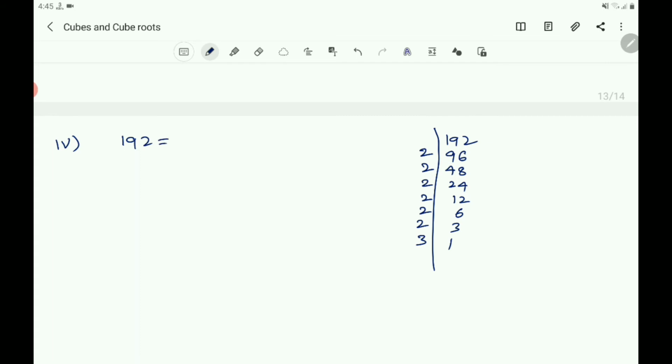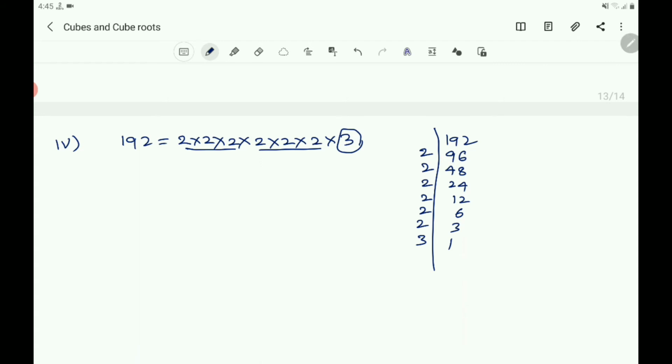Now you write it as 2 into 2 into 2 into 2 into 2 into 2, 6 times 2, and 1 time 3. And make the group of triplets. What is extra here? 3 is extra. So you have to divide 192 by 3 to make it a perfect cube.